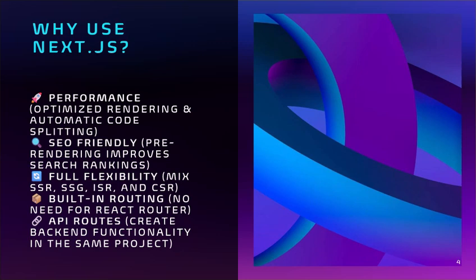Another facility Nextjs gives is full flexibility: mix SSR, SSG, ISR, and CSR. What is SSR? It is server-side rendering. SSG is static-site generation. ISR is incremental static regeneration, and CSR is client-side rendering. Built-in routing, no need for React Router. There is a built-in routing system in Nextjs, whereas in a React application you have to create routes with React Router.